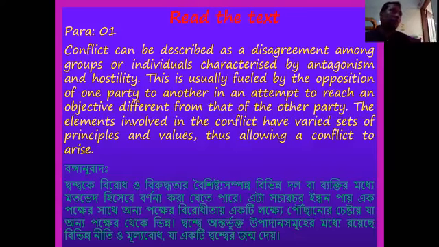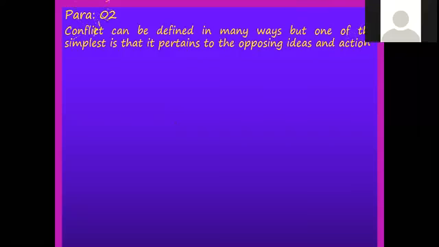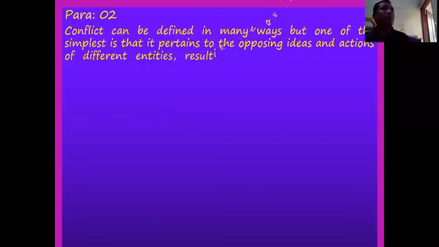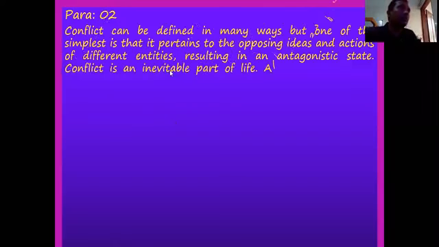Okay, let's move on to our para 2. Conflict can be defined in many ways, but one of the simplest is that it pertains to the opposing ideas and actions of different entities, resulting in an antagonistic state.